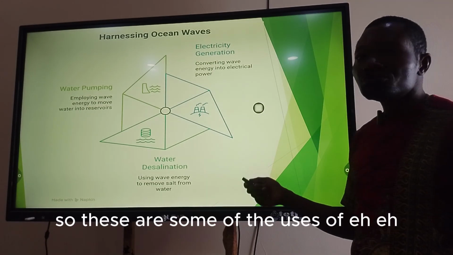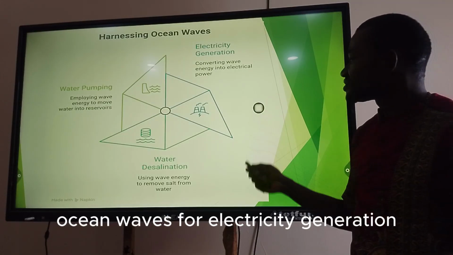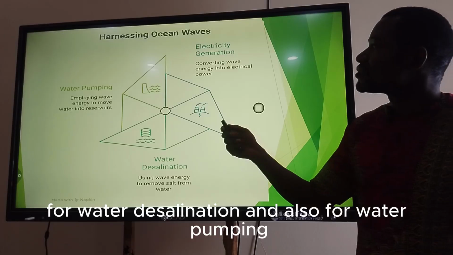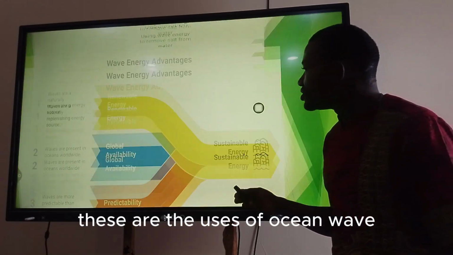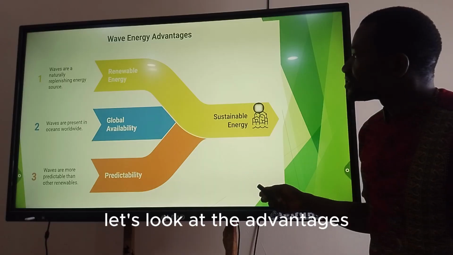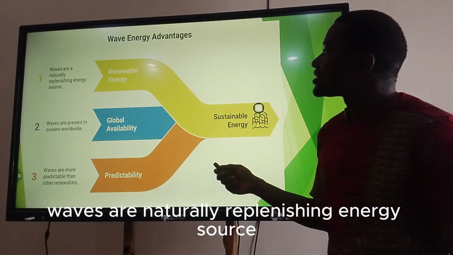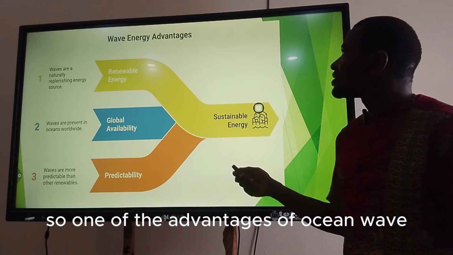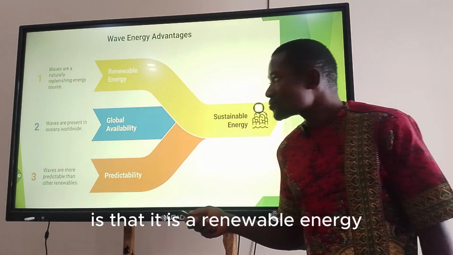So these are some of the uses of ocean waves: for electricity generation, for water desalination, and also for water pumping. These are the uses of ocean wave. Let's look at the advantages. Ocean wave is a renewable energy. Waves are a naturally replenishing energy source. So one of the advantages of ocean wave is that it is a renewable energy.